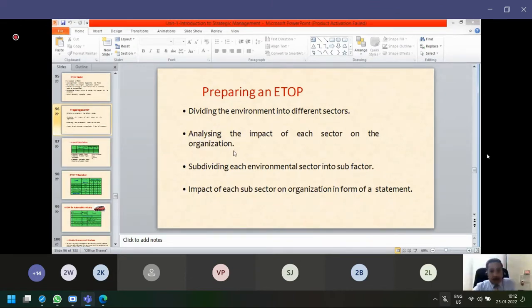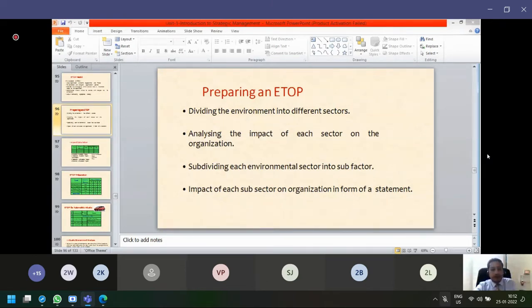Second is analyzing the impact of each sector on the organization. Then one by one, we'll try to see what is the impact of each of those parts on the organization's operations. Third step is subdividing each environmental sector into subsector or subfactor. So every factor, may it be social factor, for example, we'll divide it into different subfactors or subparts, and we'll see how it is impacting the company's operations, whether it is having favorable or unfavorable type of impact on the company's operation, that we'll analyze.